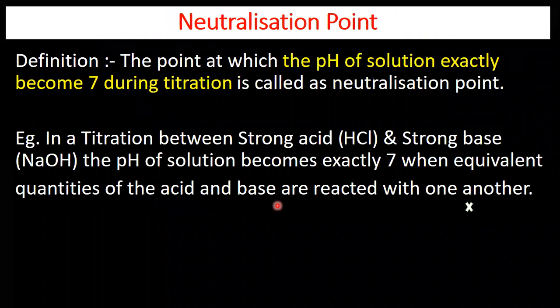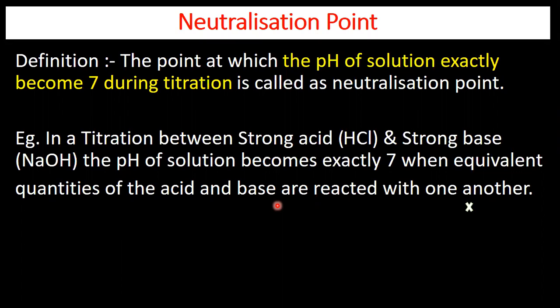Third point, neutralization point. What is the definition? The point at which the pH of the solution exactly becomes 7 during a titration is called the neutralization point.